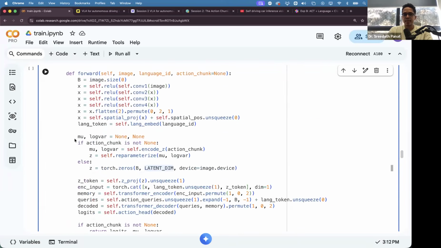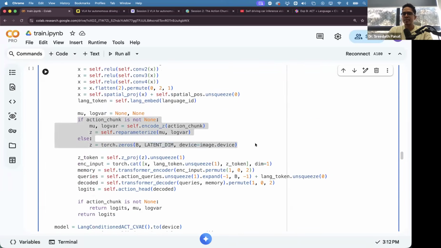So now my question is, why do you need this if-else condition? We already discussed this. When is if activated? When is else activated? Exactly. When do you think the action chunk is present? During training, the action chunk is present. During inference, the action chunk is not present.